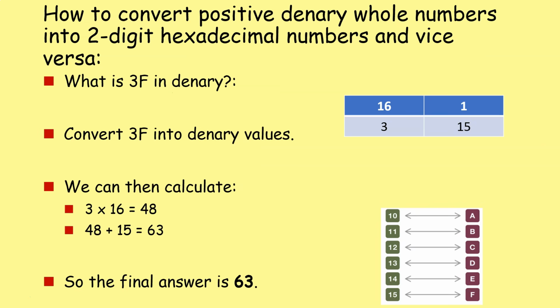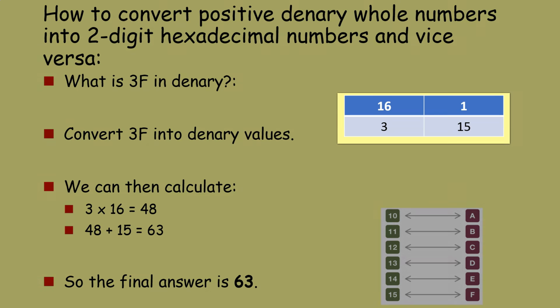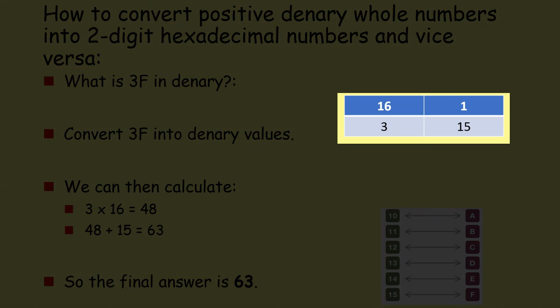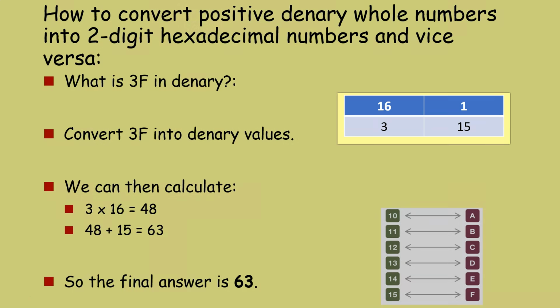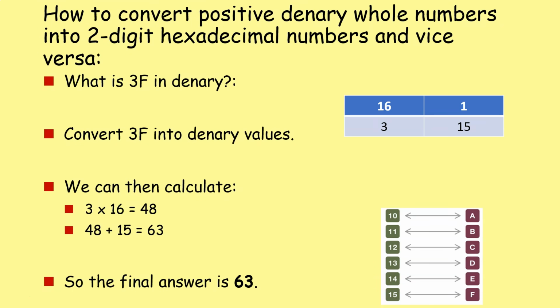How do we reverse that? What is 3F in denary? Well, we get a little table like this. We've got our units and we've got our 16s. We convert 3F into denary values. So 3 stays the same, that goes under the 16. F is 15, so we put 15 under the units column. And then we can calculate 3 times 16 plus 15 times 1, or 3 times 16 plus 15. That gives us a total of 63. So our final answer is, what is 3F in denary? It's 63.